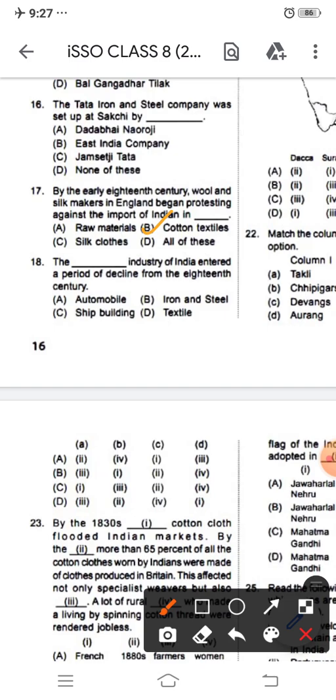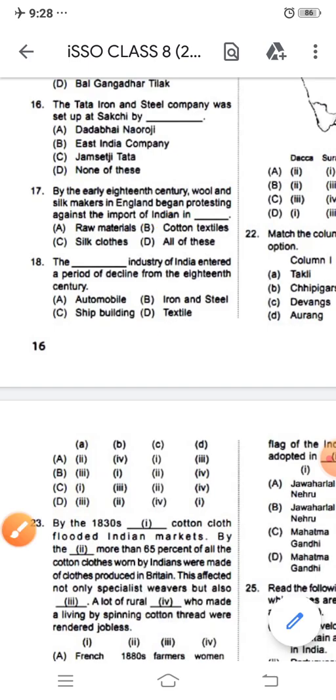Next is, the dash industry of India entered a period of decline from the 18th century. The options are automobile, iron and steel, shipbuilding, textile. The correct one from this is textile.